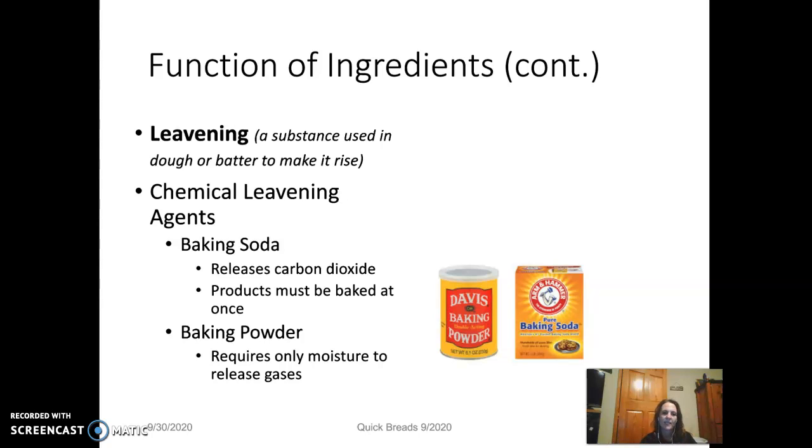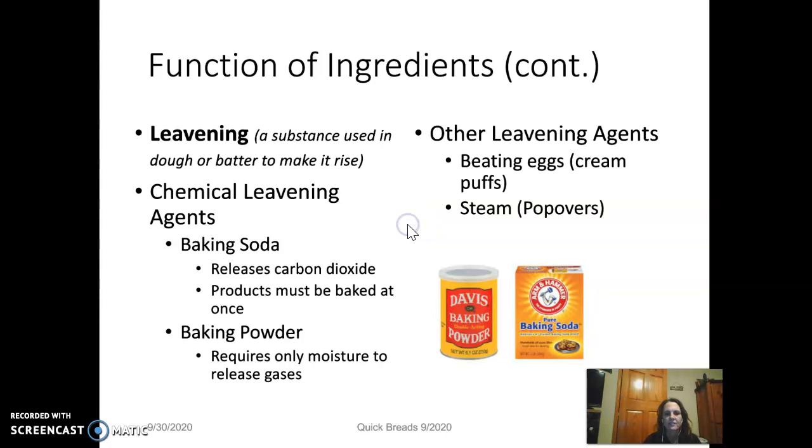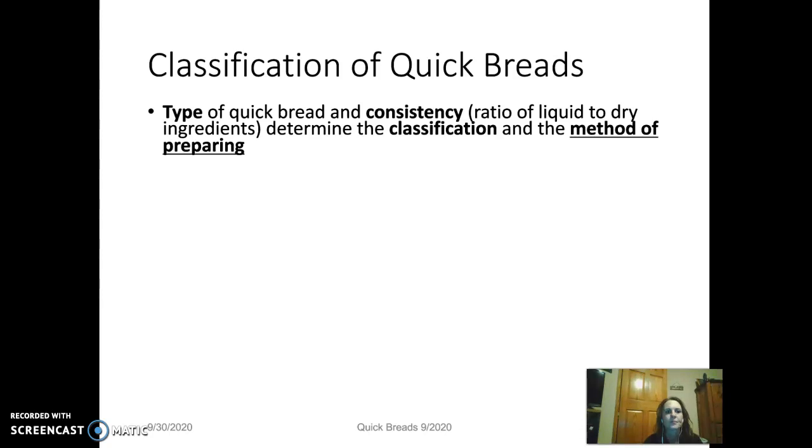What happens during the baking process is that we need carbon dioxide to release, and that gas helps make things rise. It causes air bubbles. So those are the chemical leavening agents that we use. Other leavening agents in quick breads are things like beating eggs in cream puffs. That helps cream puffs rise. And steam. When you cook things, any liquid under hot heat creates steam. That steam causes things to puff up and rise.